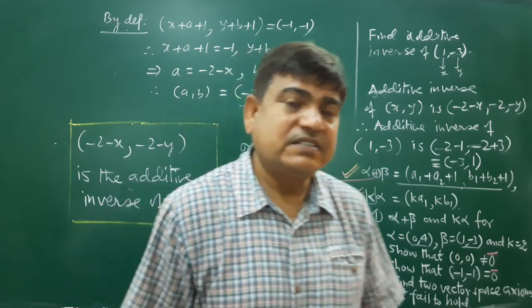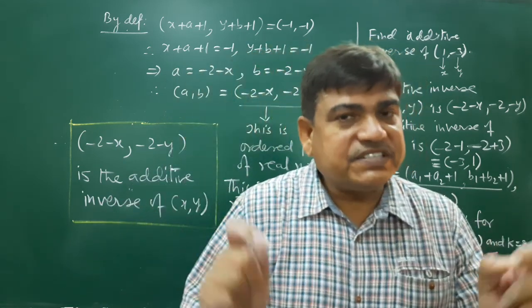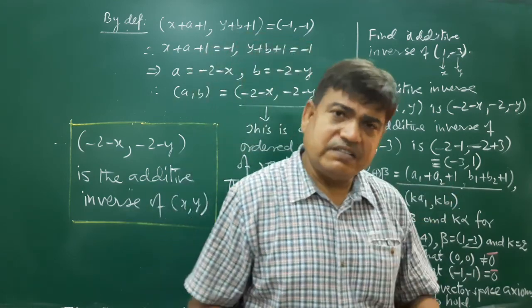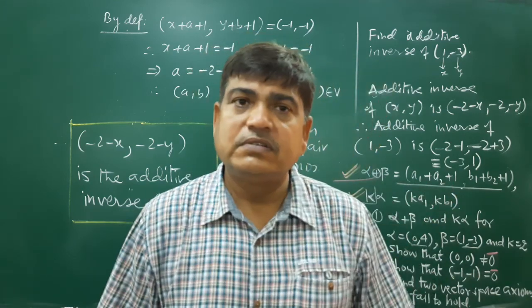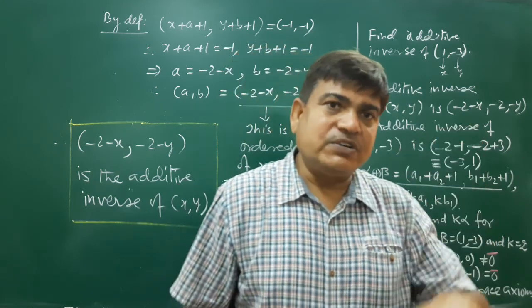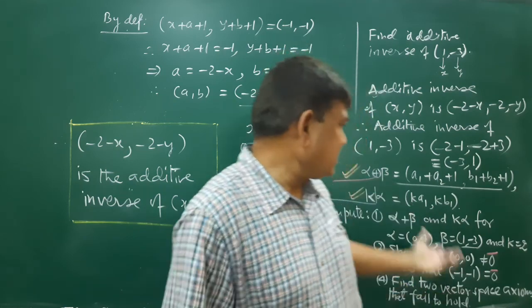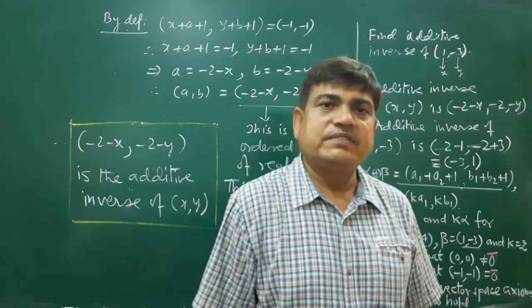It means the addition operation is closed. I have not checked the associativity. Maybe it is true. Then identity element holds, multiplicative inverse holds. You just check the commutativity and you find.